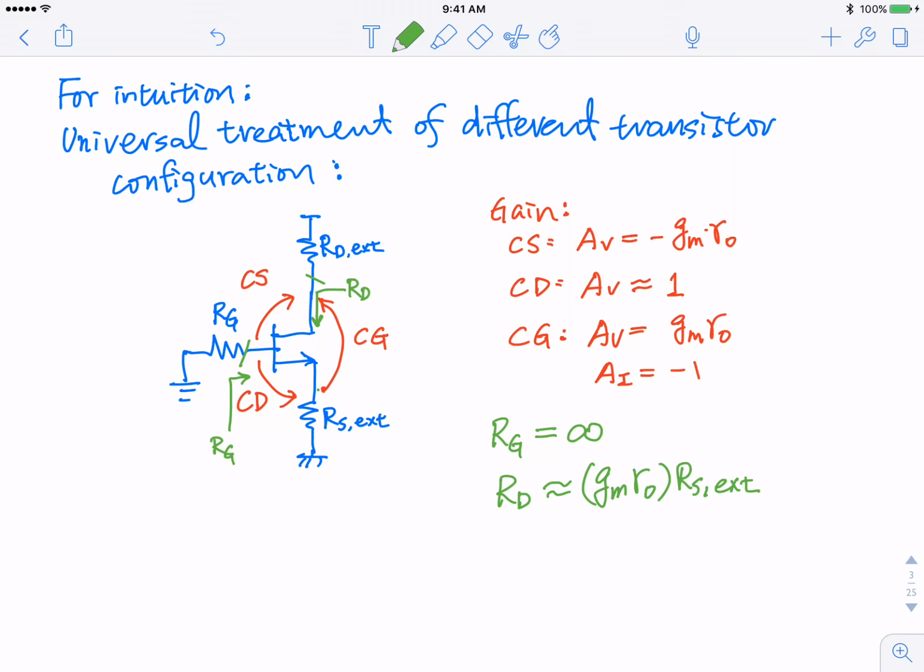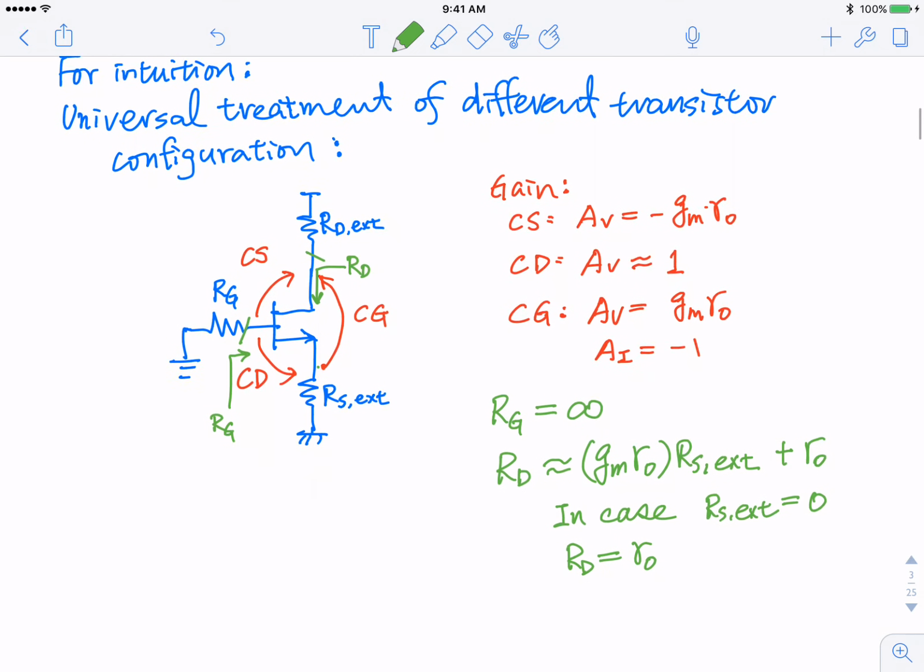Now, for completeness, we should add R0 here. In case there's no source degeneration, RS external is equal to 0, then when you look down from the drain, you see the output resistance of the transistor itself. So that's kind of an intuition.